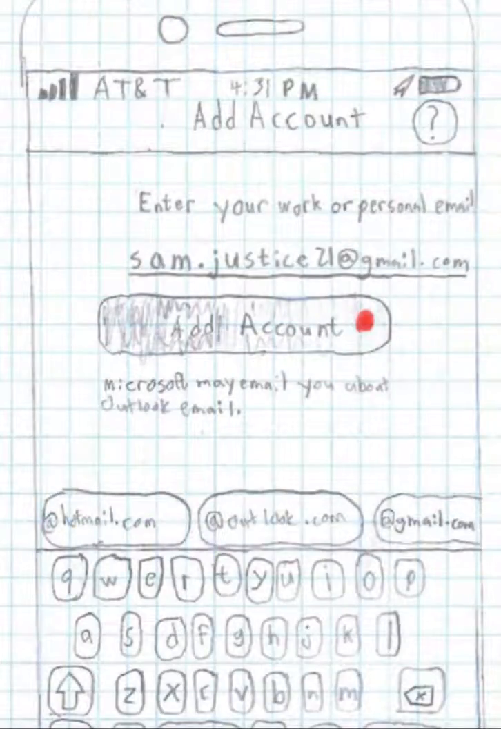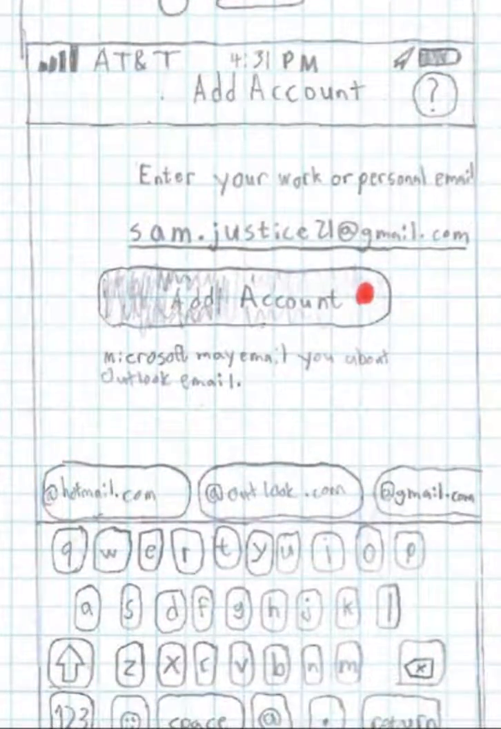My version of the Outlook email app. This is the first page, the loading page. You open the app and then it pulls this up and you type in your email.